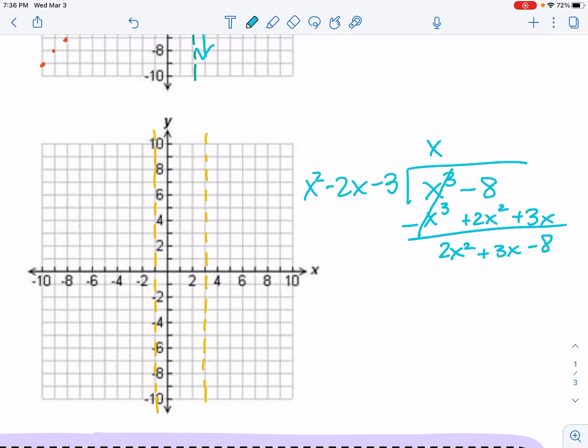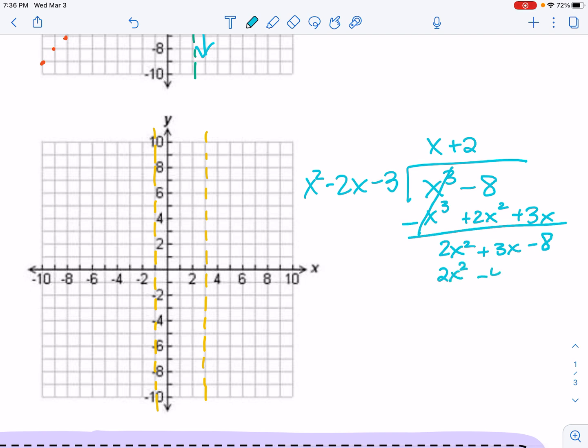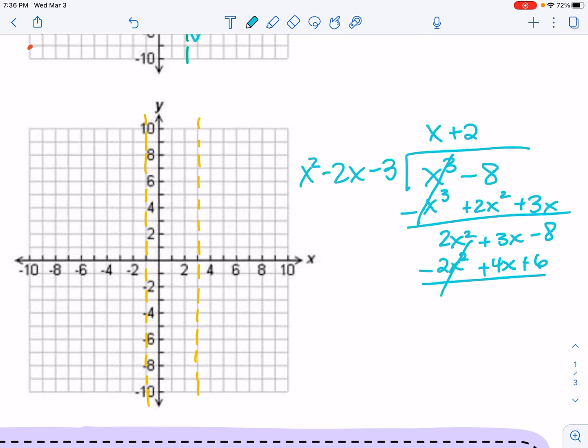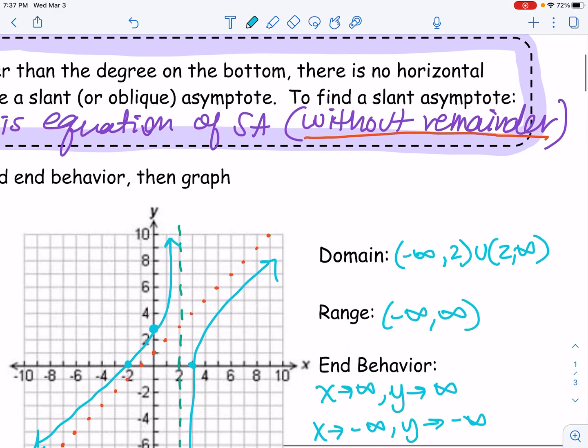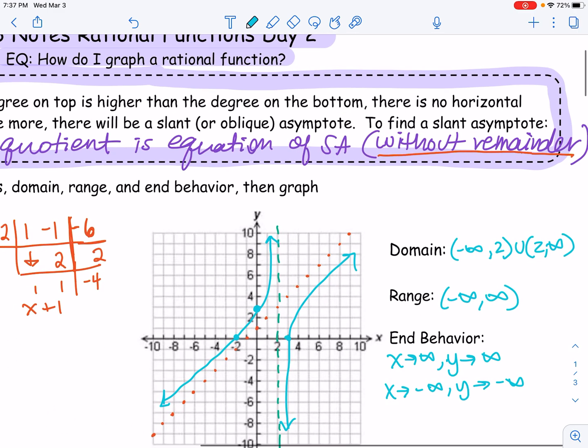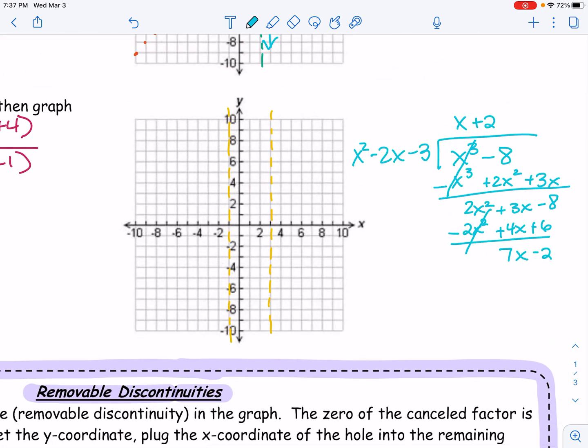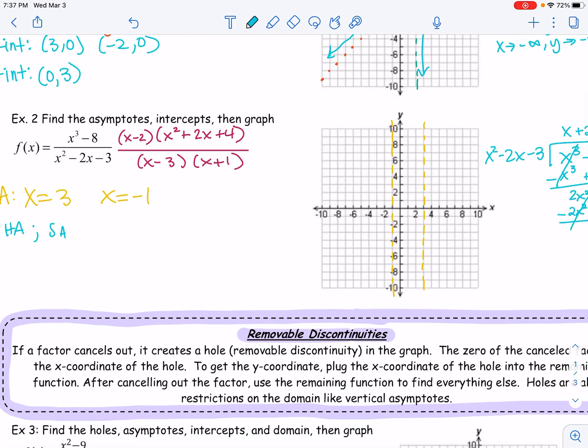And then can I divide one more time? Yes. How many times does x squared go into 2x squared? 2 times. Multiply: 2x squared minus 4x minus 6. Draw the line, change the signs. Cancels out. Now I have 7x minus 2. Does x squared go into 7x? No. So what I would be getting right here would be a remainder. But to get my slant asymptote, the equation doesn't include the remainder. Therefore, why do the work if you don't need it? Stop right here. So I know that my slant asymptote is y equals x plus 2.